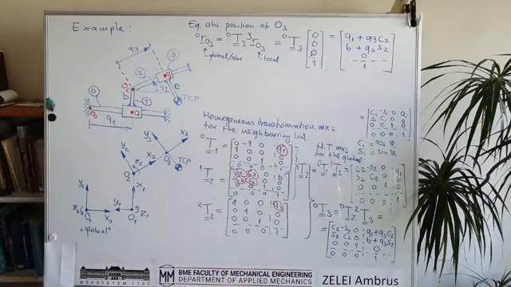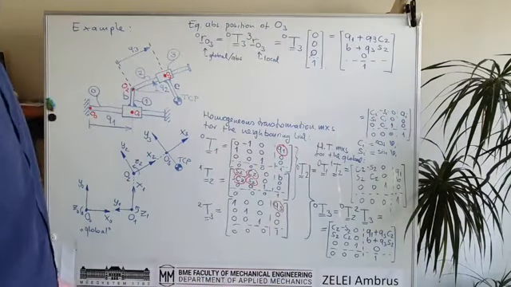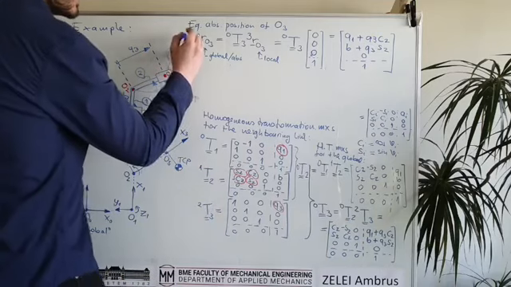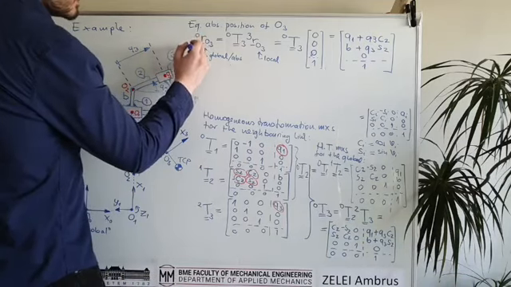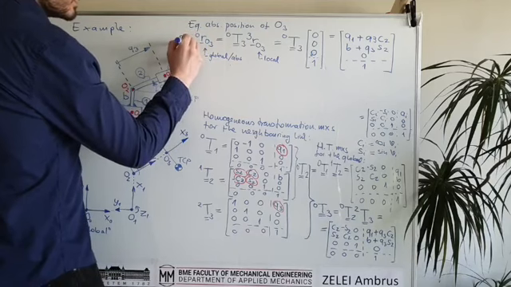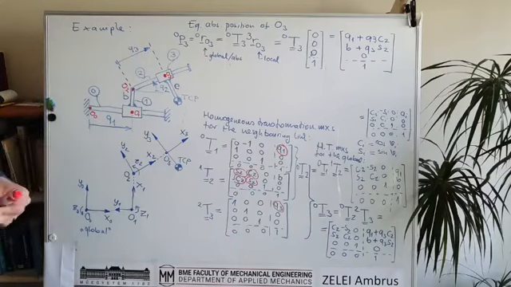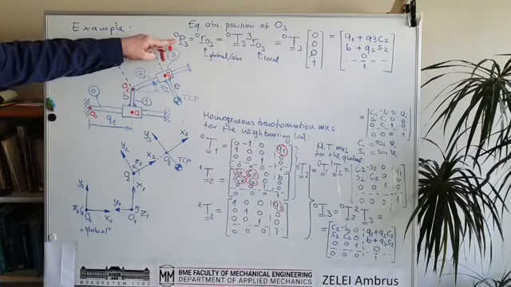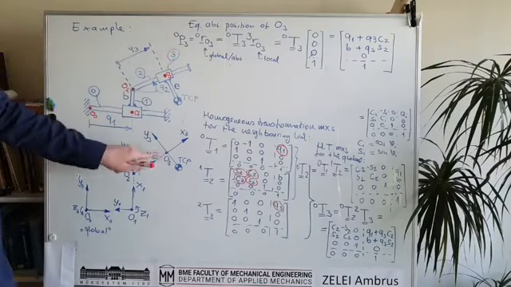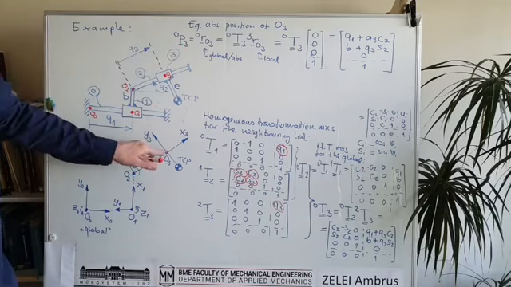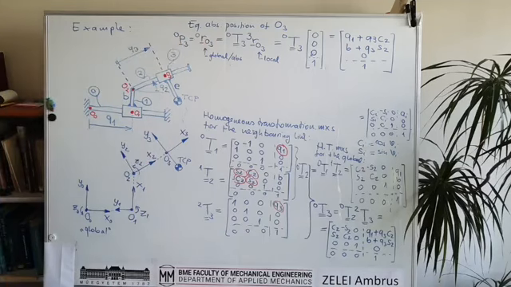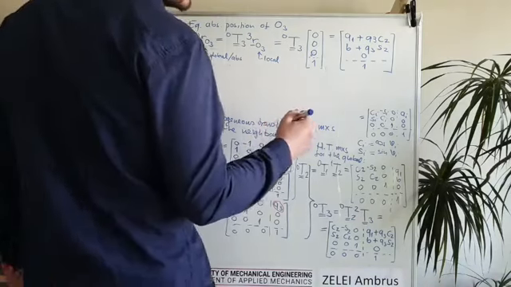Okay, so this is the position, and basically this is P3O. So we can say that this is the position vector of the origin. So this is the same meaning. Okay, and it was just to show how it works. And there is another example.